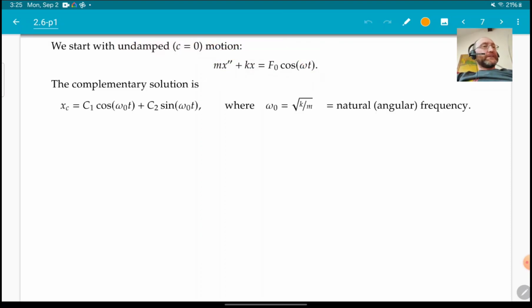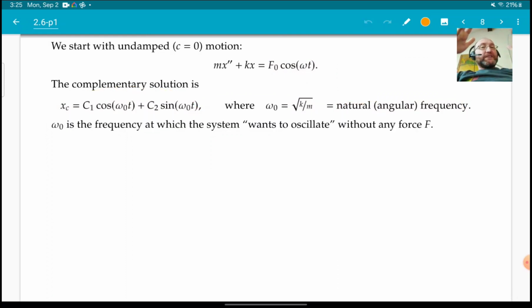Well, we know exactly how to solve this. The complementary solution is this, where omega naught, the natural angular frequency, is just the square root of k over m. We solved this before, when there was no force. This is just the simplest possible second order constant coefficient equation. So we have just these sines and cosines.